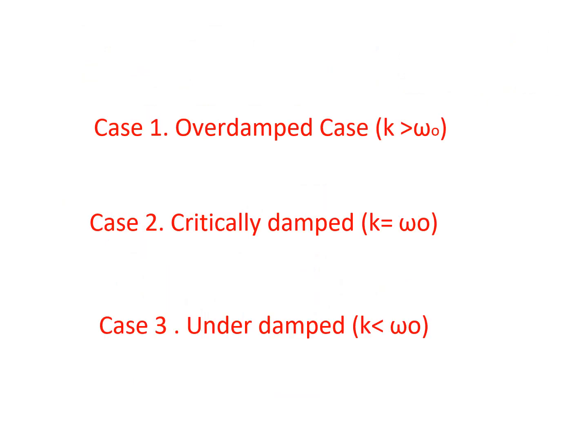In the third part of the essay, we are going to discuss the different cases of damping, that is the over-damped case, critically damped case and under-damped case. If the damping constant k is very large when compared to the natural angular frequency of the damped harmonic oscillator, then such a case is called the over-damped case. In the critically damped case, k is equal to omega 0. Whereas in the under-damped case, the damping constant is very small when compared to the natural angular frequency of the oscillator.